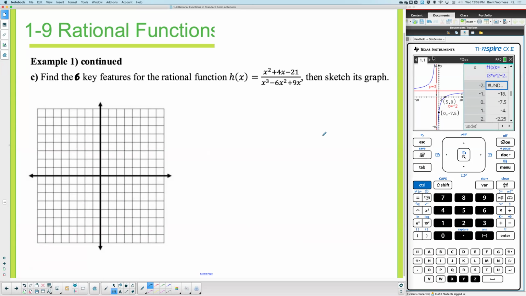We need to factor first. The numerator, do you see a GCF? No. Okay, great. Let's just go straight to X method then. X method's great anytime you have 3 terms or fewer, or if you have a squared as your leading term.